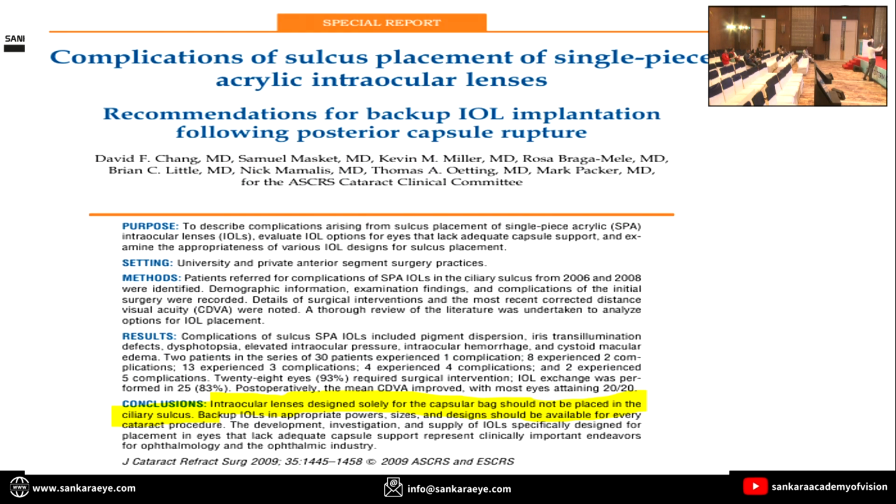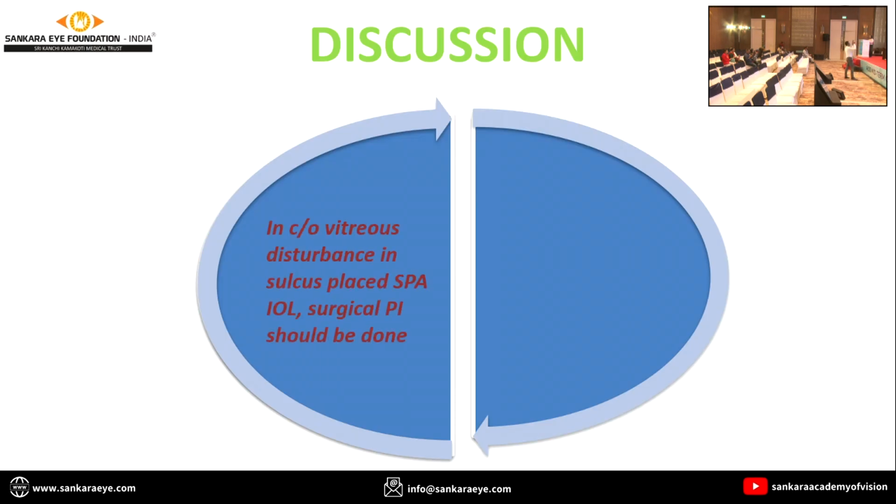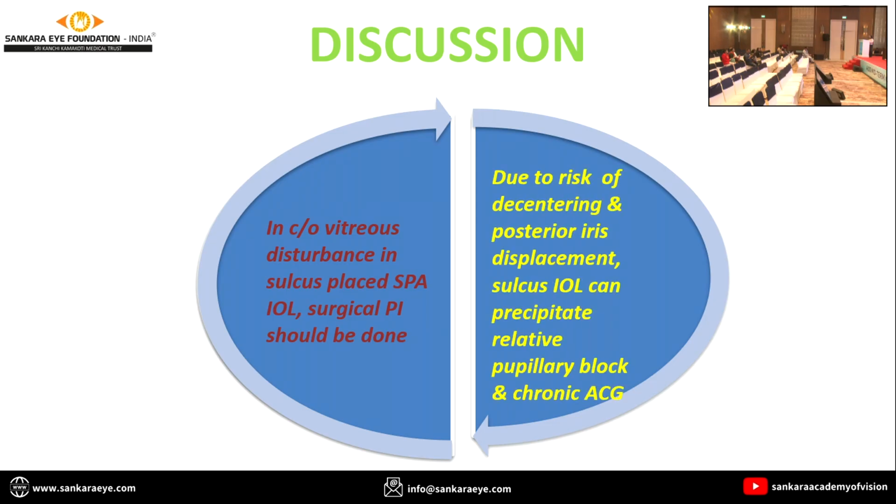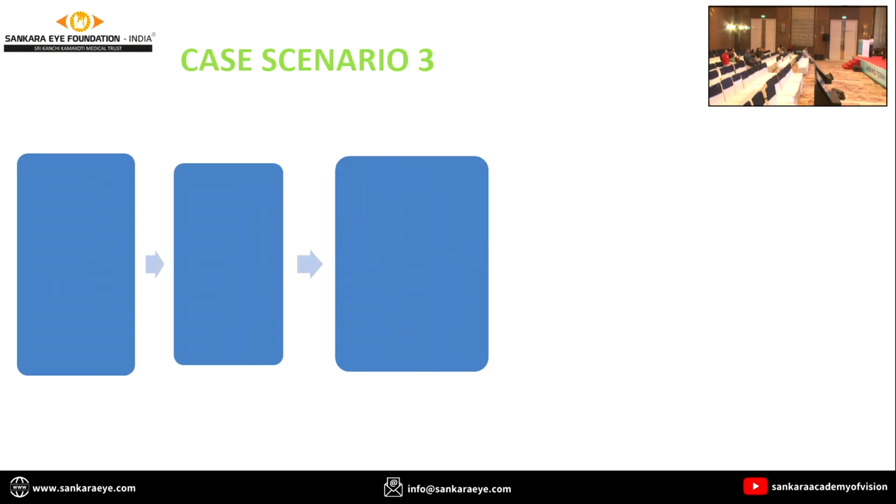So just one study that is telling that an intraocular lens designed solely for the capsular bag should not be placed in the ciliary sulcus. It may cause pigment dispersion, iris transillumination defect, dysphotopsia, elevated intraocular pressure, intraocular hemorrhage, and cystoid macular edema. So in case of vitreous disturbance in sulcus, place a single-piece acrylic IOL, PI should be done. Due to the risk of decentering and posterior iris displacement, sulcus can precipitate relative pupillary block and chronic angle closure. So I'm going to tell my other case scenario.